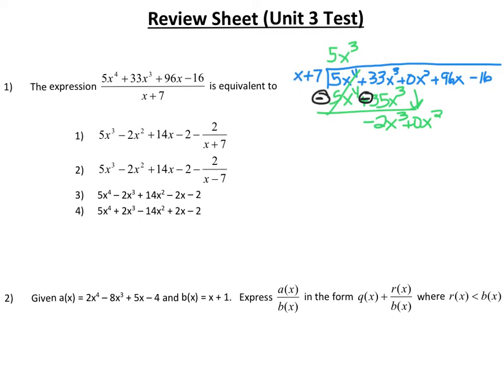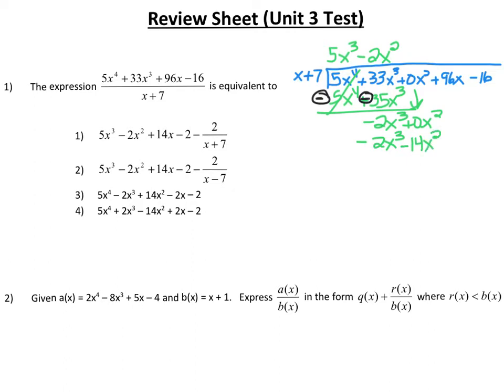All right, so now we look at this again. We look at the first term here and the first term here, and we say, what do we multiply x by to give us negative 2x cubed? Well, we're going to multiply it by a negative 2x squared. So let's put that on the top, negative 2x squared. All right, and then we just repeat the same process. So negative 2x squared times x would be negative 2x cubed. And then negative 2x squared times 7 would be negative 14x squared.